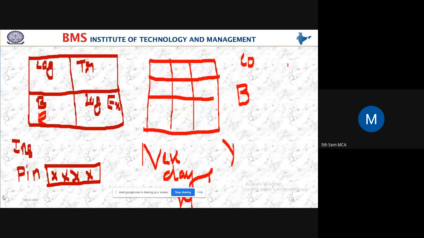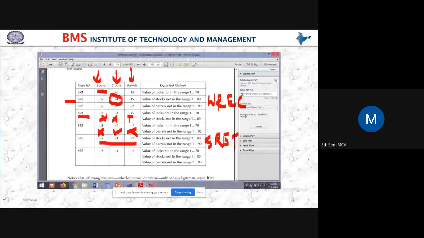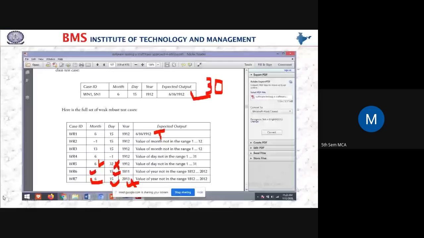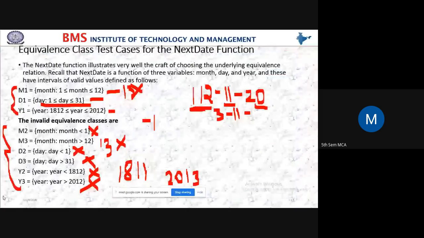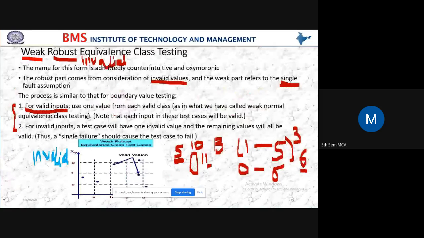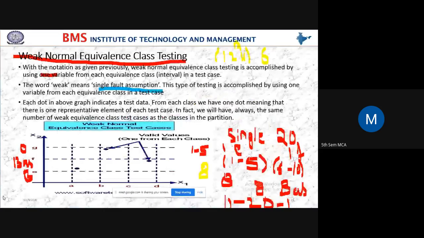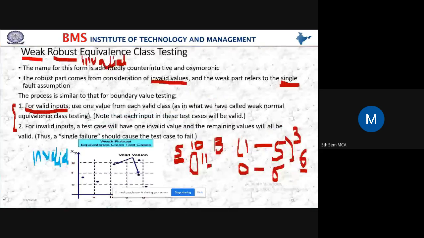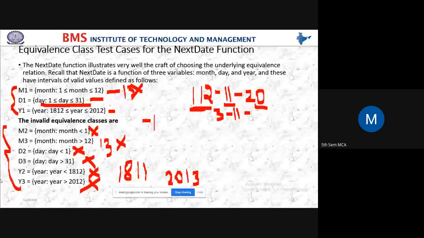Yes, students, come back to our regular class. So what we were learning is equivalence class testing. In equivalence class testing, we studied weak normal equivalence class, strong normal equivalence class, weak robust, and strong robust equivalence.